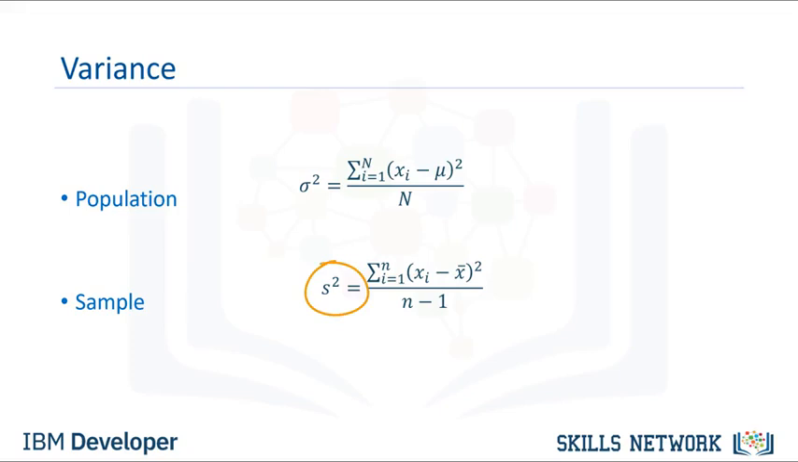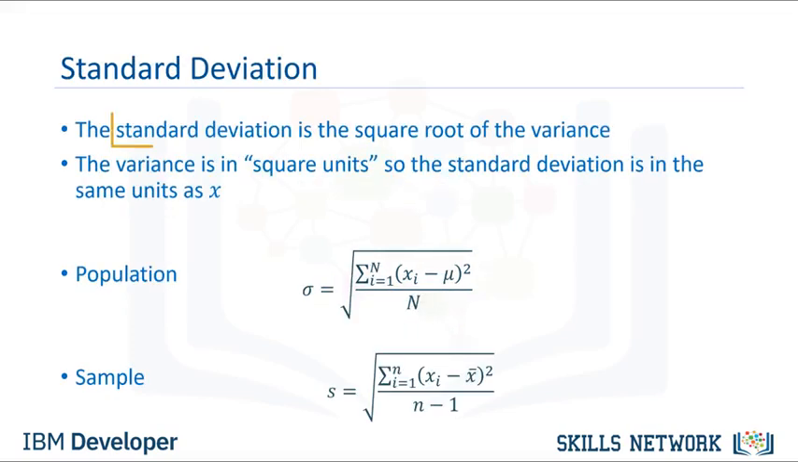The purpose of using n minus 1 is so that our estimate is unbiased in the long run. That means that if we take a second sample, we'll get a different value of s squared. If we take a third sample, we'll get a third value of s squared, and so on. We use n minus 1 so that the average of all these values of s squared is equal to sigma squared.